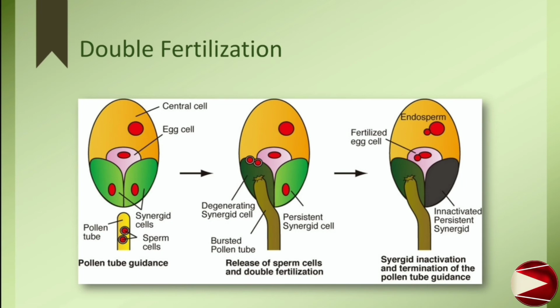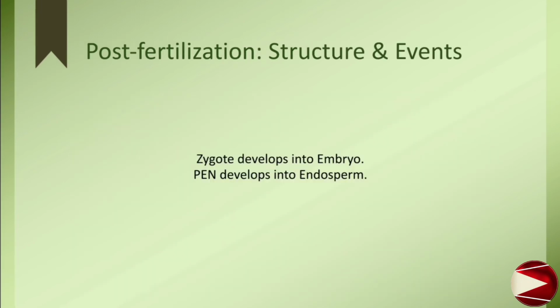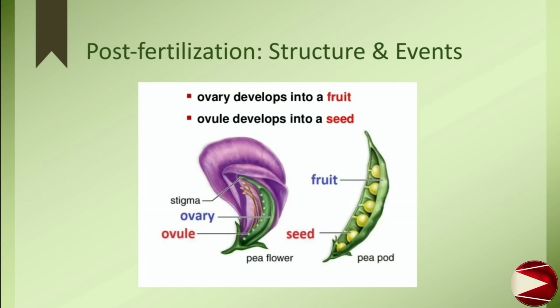Hence, it is called double fertilization. Gradually, zygote develops into embryo and PEC, that is primary endospermic cell, also called PEN, primary endospermic nucleus, develops into endosperm. And also, ovary develops into a fruit and ovule develops into a seed. All this development is included in post fertilization.